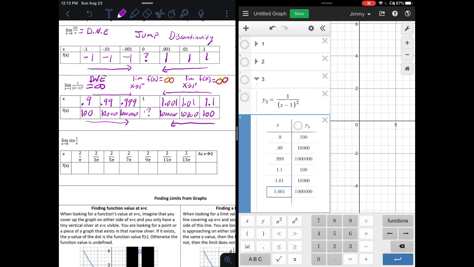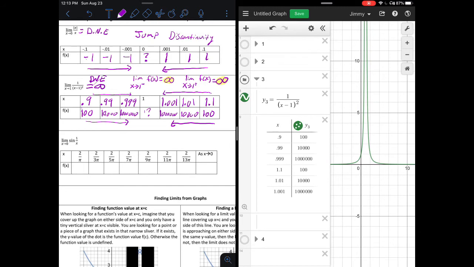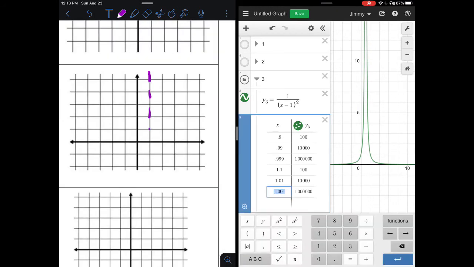Now, graphically, what we have going on is we have a vertical asymptote at 1. And so I'm going to show that here in this graph. So I've got a vertical asymptote at 1. And then both left and right sides are going to do the same thing. They're going to show unbounded behavior in the positive direction.